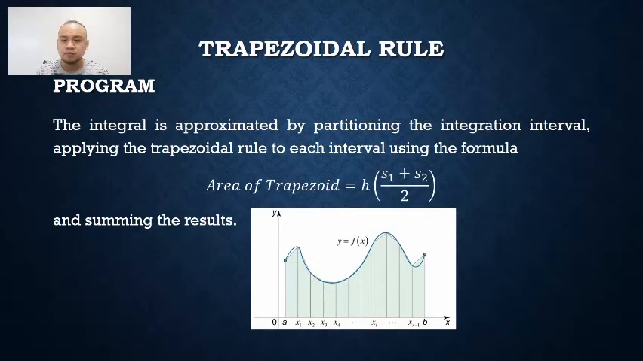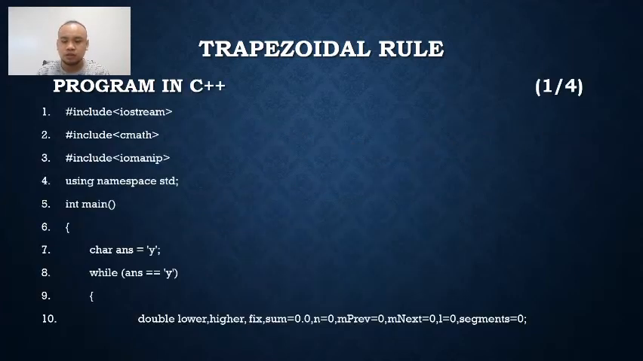The integral is approximated by partitioning the integration interval, applying the trapezoidal rule to each interval using the formula area of the trapezoid equals height times the average of the two parallel sides, and summing the results. The figure shows the area subdivided into sets of trapezoids. And this is the program in Dev C++.